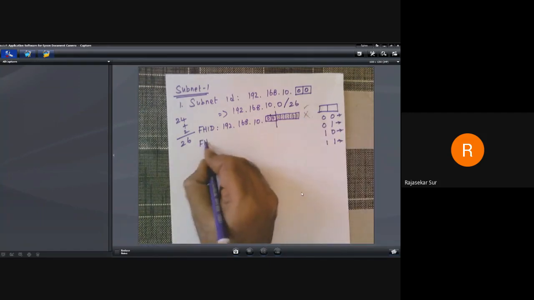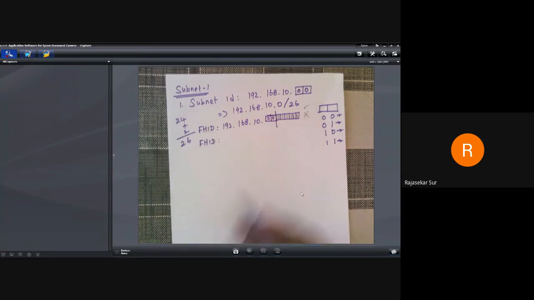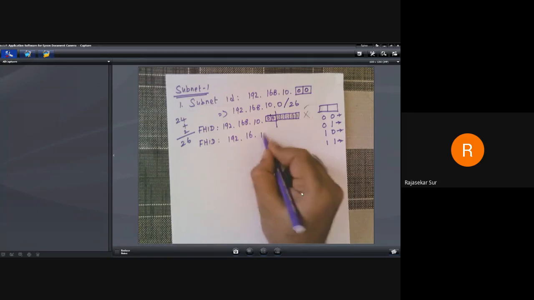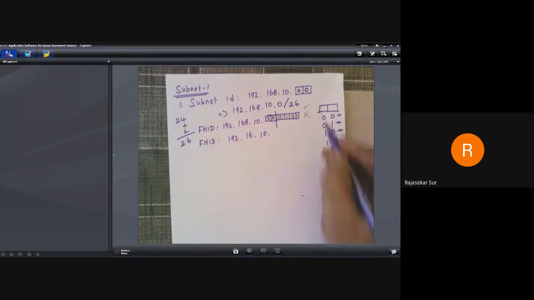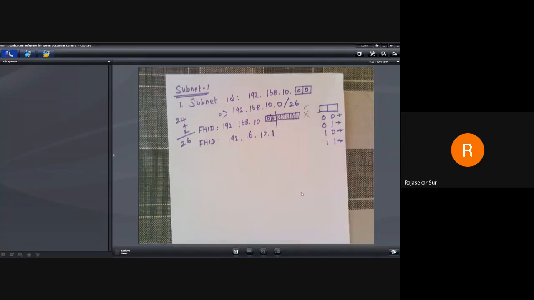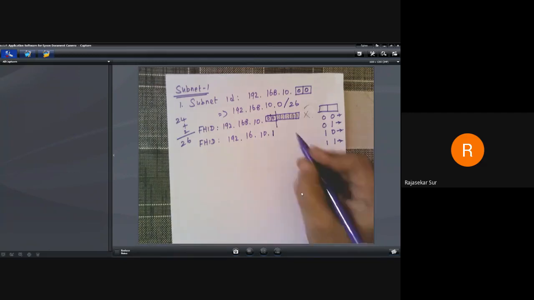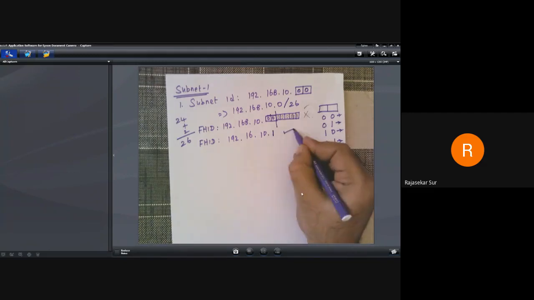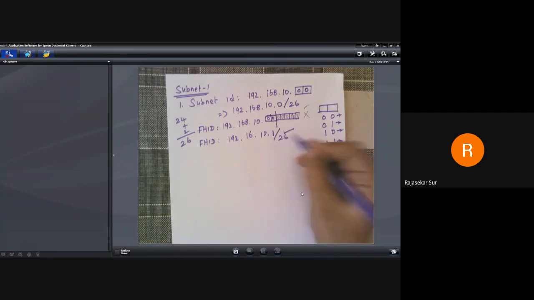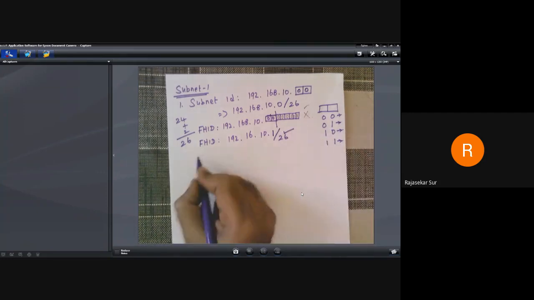So what does the first host ID mean? You can say 192.168.10 dot. So this last bit is 1. So it is going to be 1. Nothing wrong, everything is correct. So the first host ID is this /26.